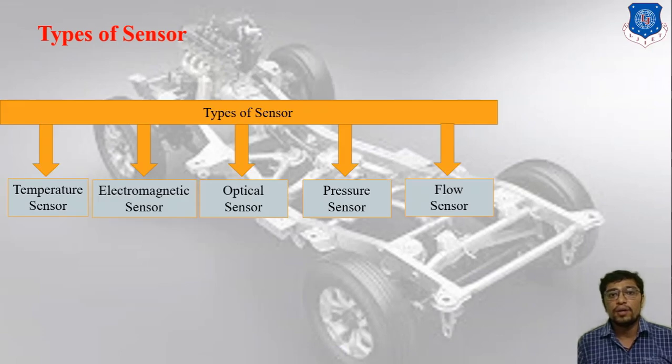Here I have attached different types of sensors related to engine performance. First is the temperature sensor, second the electromagnetic sensor, third the optical sensor, fourth the pressure sensor, and last the flow sensor. As we know, the temperature sensor controls the temperature and the pressure sensor controls the pressure. So what are the applications of the temperature sensor, electromagnetic sensor, optical sensor, pressure sensor and flow sensor? Let's discuss that. Move forward to the next slide.